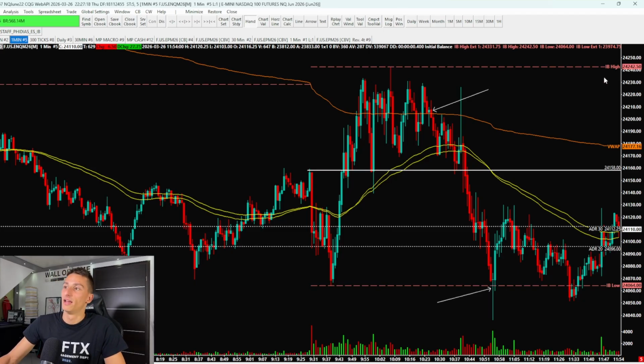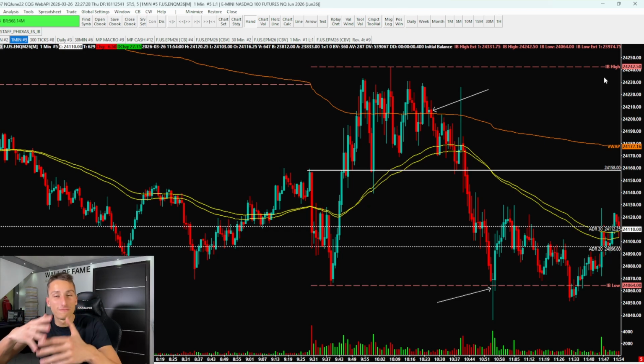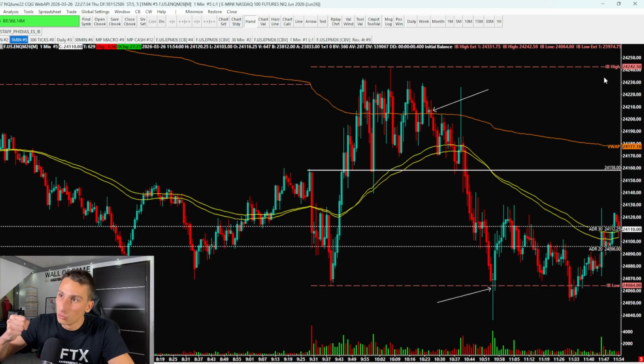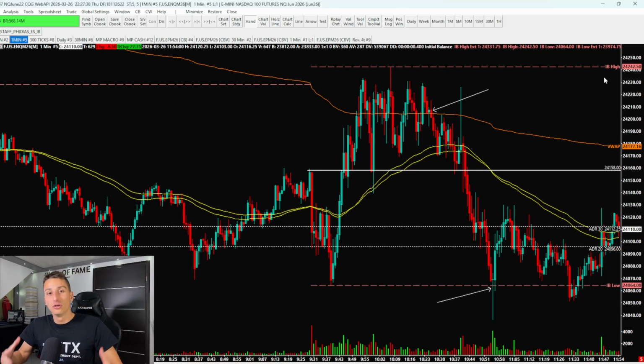So that's why it's important to know this initial balance, the range of the first hour. If you can, with your own trading method, feel the market and know in advance which way we're going to break this initial balance, it could be a trading method and a nice trading strategy by itself.